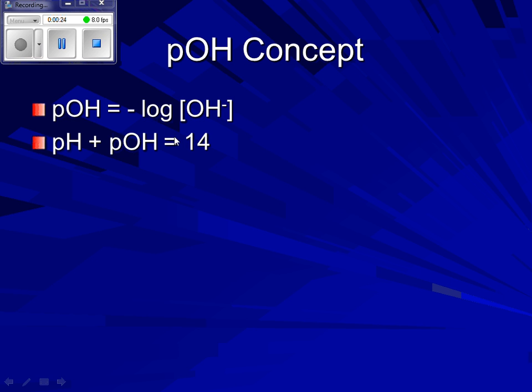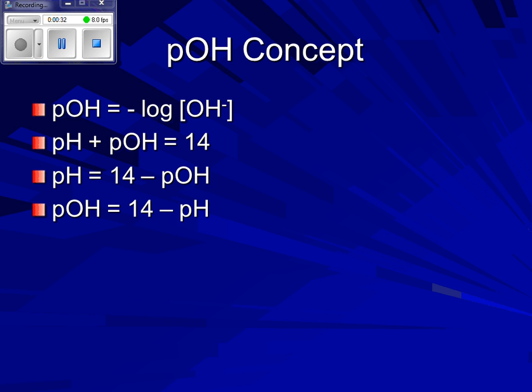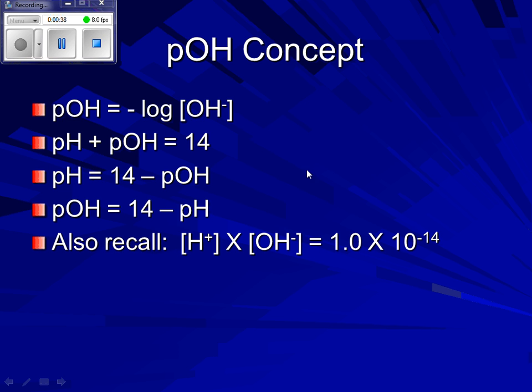Another thing that we need to keep in mind is that we can calculate pH from pOH because the sum of those two will equal 14. So you simply subtract to find pH, or if you have your pH, subtract from 14 to get your pOH. But one of the easiest things that people forget to do is that the product of those two concentrations will also equal 1.0 times 10 to the negative 14.